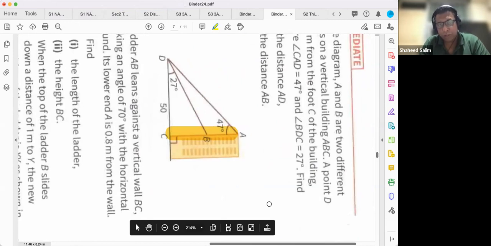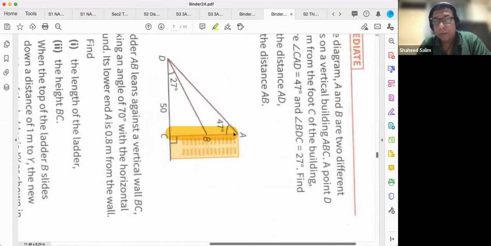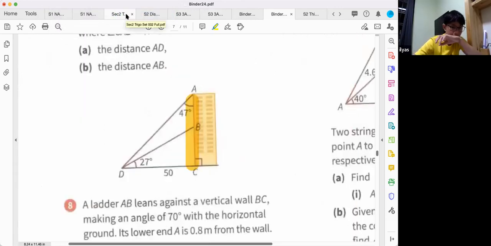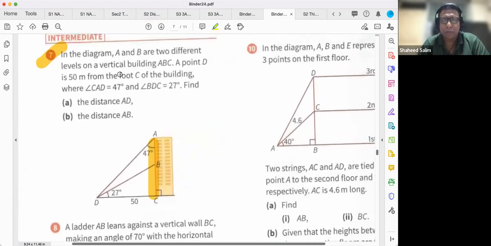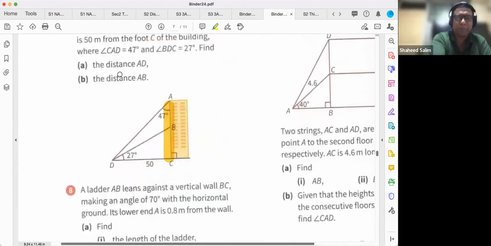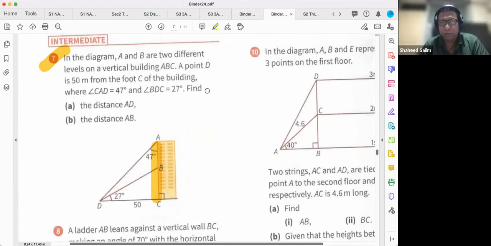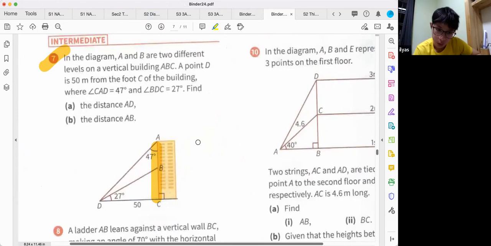So what you can do is actually to find AC first. Once you find AC, you can even use Pythagoras theorem, a squared plus b squared equals c squared. But you have also learned the sine rule. Have you learned the sine rule? What was the formula for sine rule? Sine rule for finding length, right? They have something over something equals something over something. Do you remember? Sine 50 over 47 equals AC, sine AC over 47.